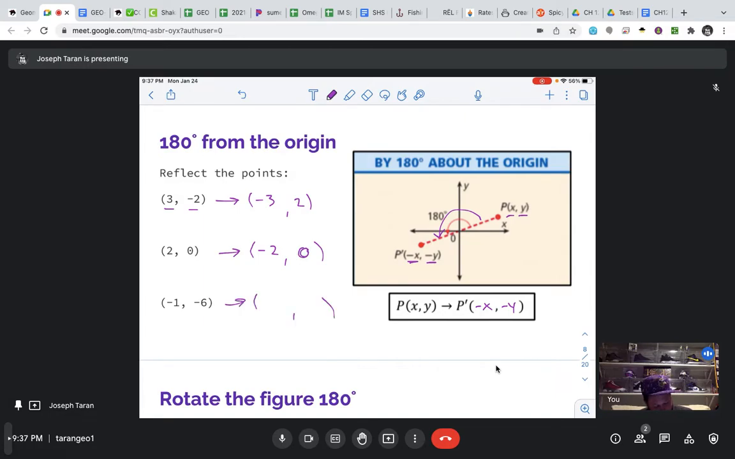And lastly, if I have negative 1, that's going to change to positive 1. Negative 6 is going to change to positive 6. So just changing the signs to the opposite. That's all it is, opposite signs for 180 degrees. All right.